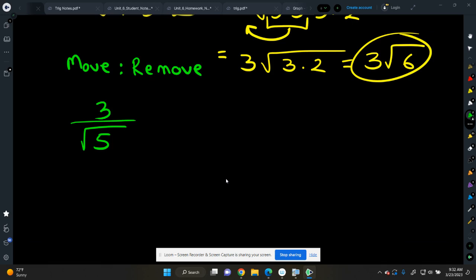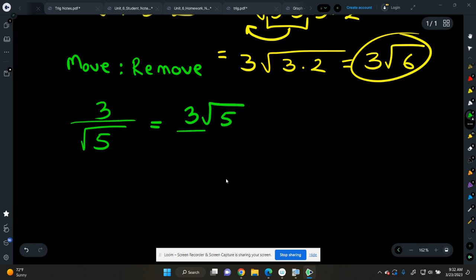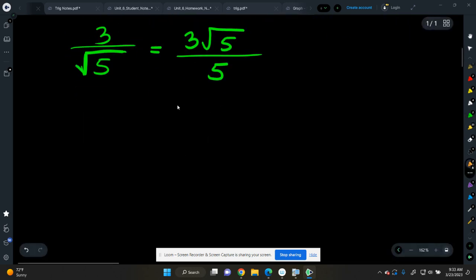You take the bottom one and move it on top, yes. And then on the bottom, you remove that radical. So it just becomes 5. Okay? You all look very excited about this. Let's do 5 over radical 10.